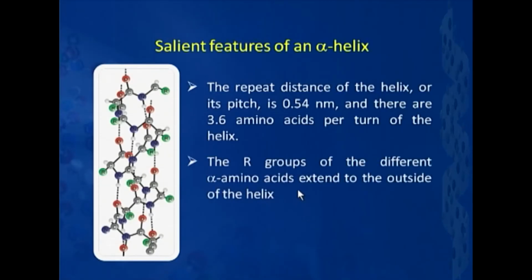Further, the R groups of the different amino acids extend to the outside of the helix, because our hydrogen bonds are running parallel. You can see that the R groups are just on the periphery, coming out of the helix. And mind you, our secondary structure refers to only the backbone part of it. We are not concerned about the R groups, the side chains, there.